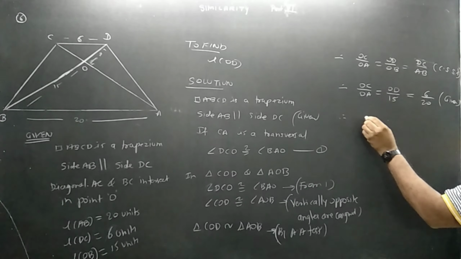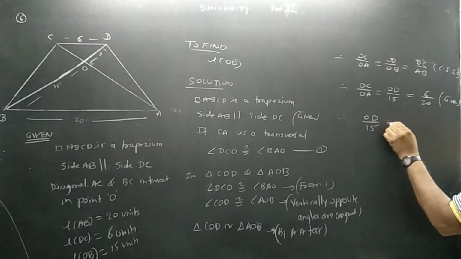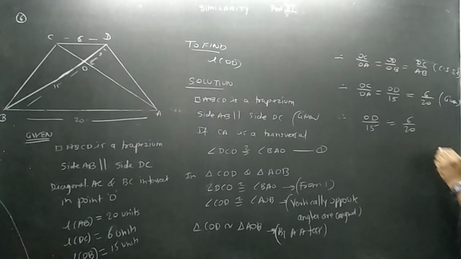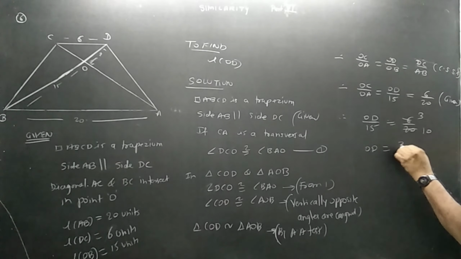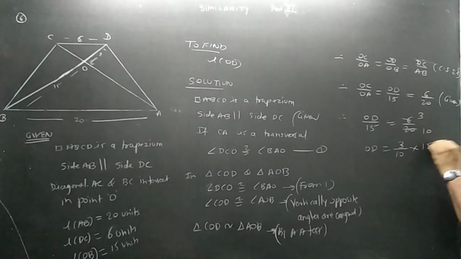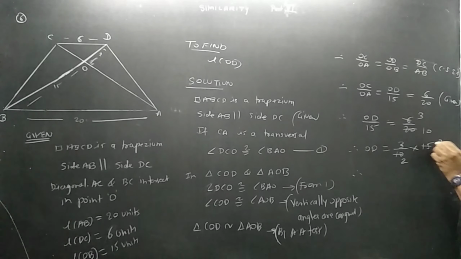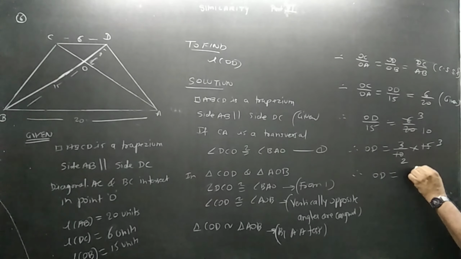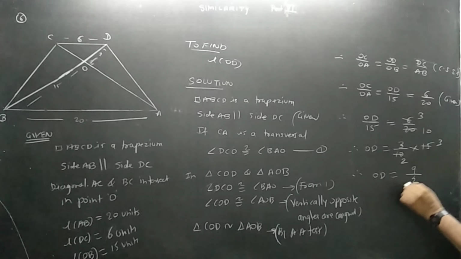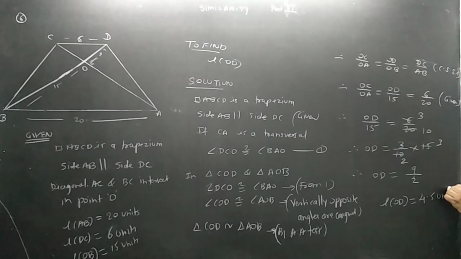Therefore, OD upon 15 is equal to 6 upon 20. 2 threes are 6, 2 tens are 20. Then OD is equal to 3 upon 10 into 15. Therefore, 5 twos are 10, 5 threes are 15. Your answer is coming: OD is equal to 9 upon 2. So length OD is equal to 4.5 units is your final answer.